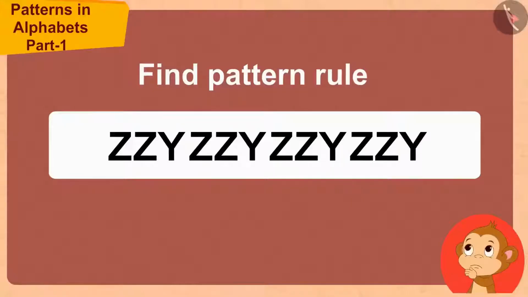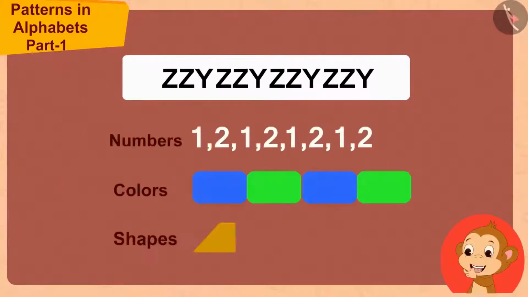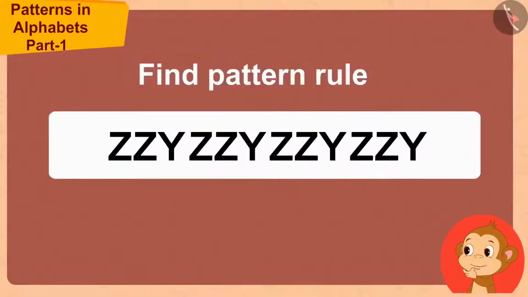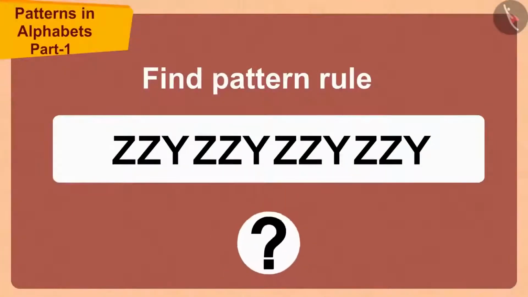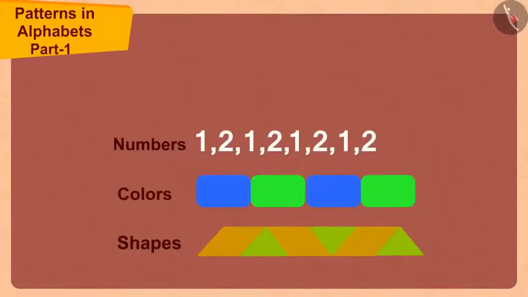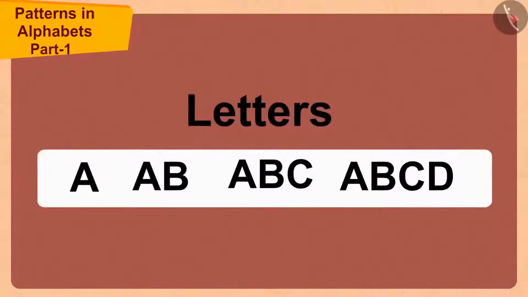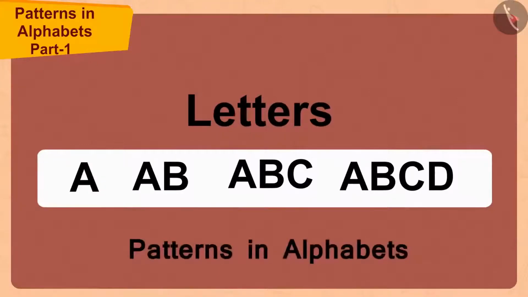Babban was baffled for a while. I have seen patterns made of numbers, colors and shapes, but in this pattern, I can see only the letters. Children, have you seen such a pattern before? Like we make different patterns from numbers, colors and shapes, similarly, we can also make patterns by using letters. Such patterns which are made using letters are called patterns in alphabets.